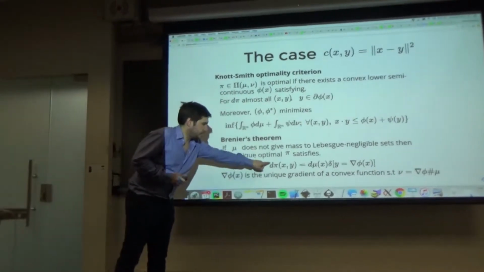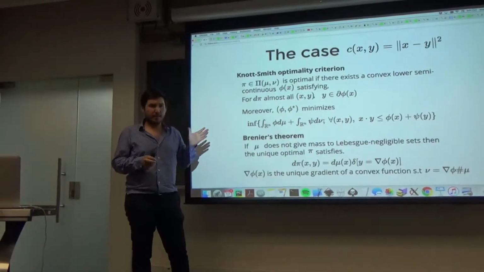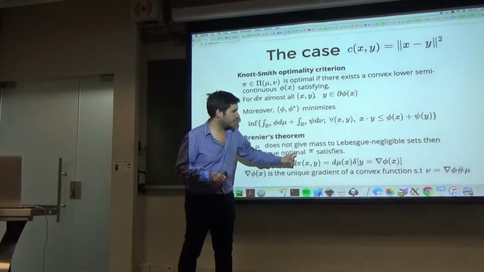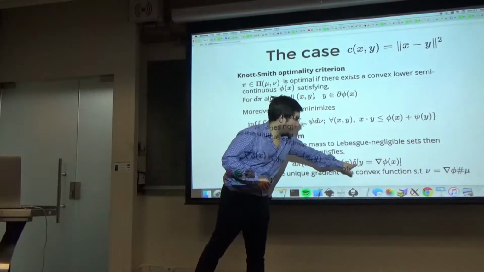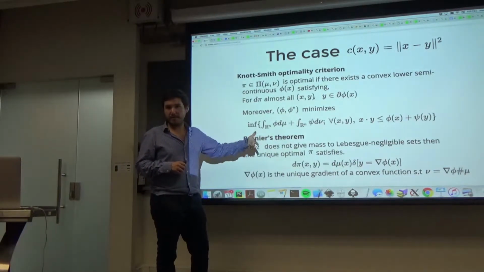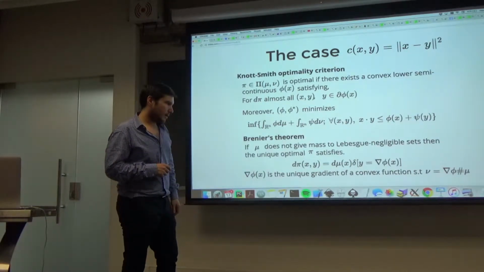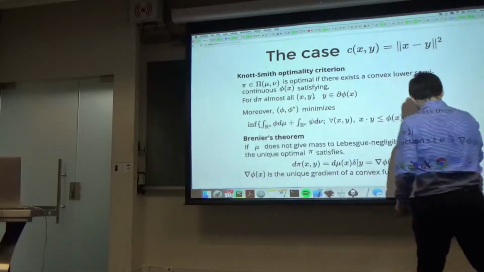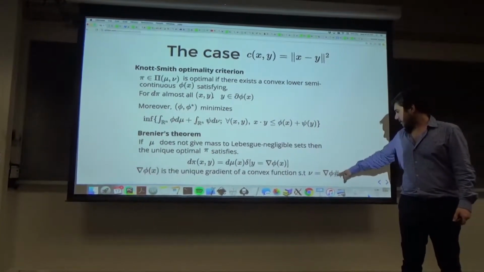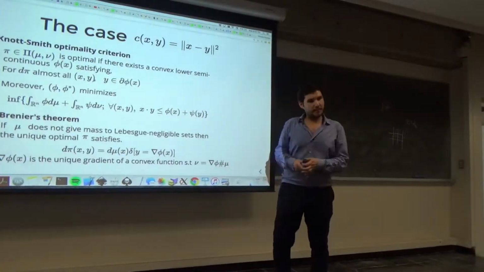So in this case, the transportation, or the joint distribution, is going to be such that for each x there is only a single y that has mass, and this means that we are defining the Monge transportation. So in this case, mu is going to be the gradient of a convex function pushing forward nu, and this is the T. This is going to be the Monge plan.